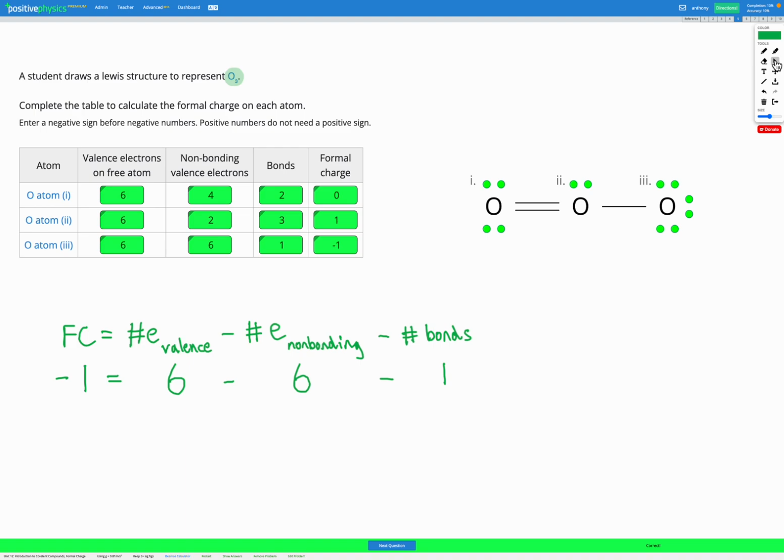So that's our technique for calculating formal charge. We look at each atom individually. We use the periodic table to find the number of valence electrons that would be on a free atom of that element. Then we look at that atom in our molecule and we look at how many non-bonding valence electrons we have and how many bonds, and then we put them into our equation for formal charge, which is the number of free valence electrons minus the number of non-bonding valence electrons in that molecule minus the number of bonds on that atom in that molecule. That gets us our formal charge. In the next skill, you'll find out more about what formal charge means and why we calculate it.